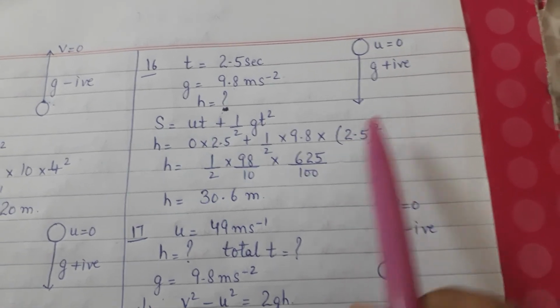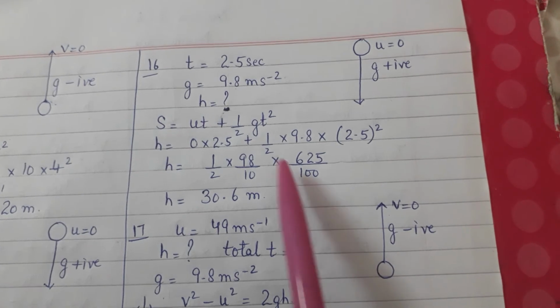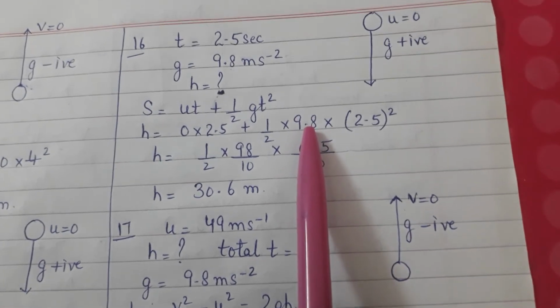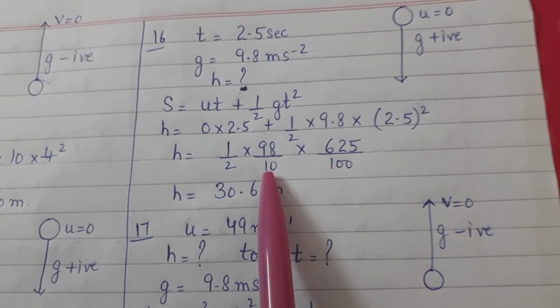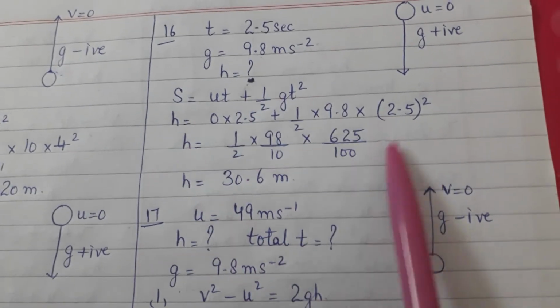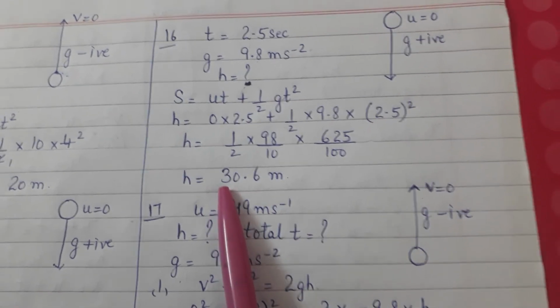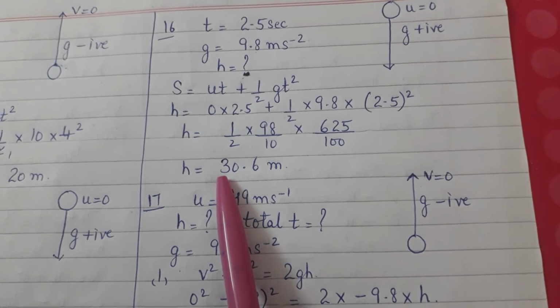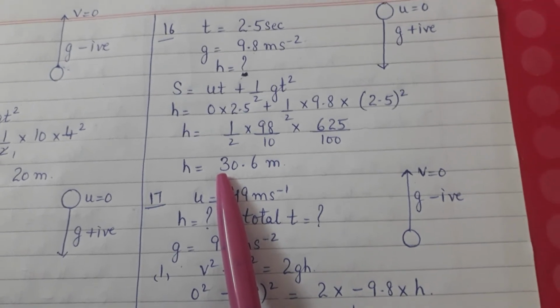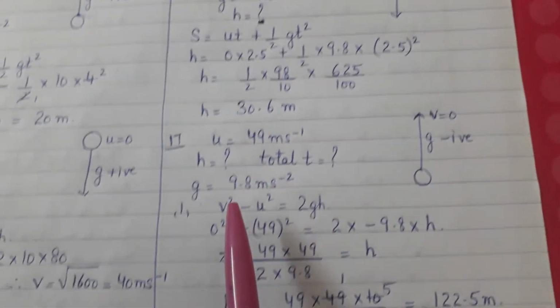I have removed the decimal. It works out to 625 upon 100, and this also I have removed the decimal here. You can see 9.8, so I got it 98 upon 10. When I do this calculation, the value of height works out to 30.6 meters, children. Right? Okay. Fine. Now we move to the 17th numerical.